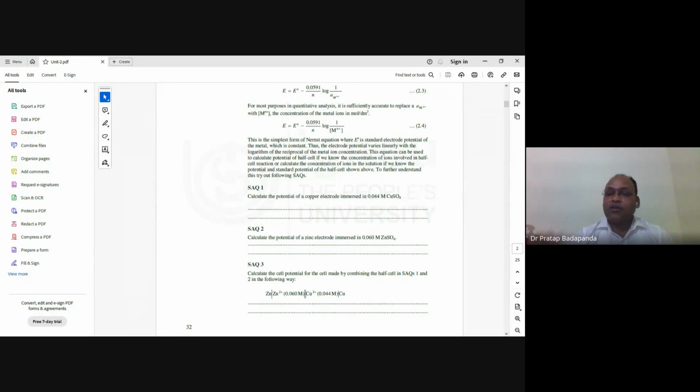That means it will not be the reciprocal, not 1 by. It will be the upper part, the numerator part, not the denominator part. So you have to put the zinc concentration there, because zinc is releasing electrons. It's the oxidation half, the anode part. On the basis of that you have to do the calculation. Try to do the calculation. If any problem comes up, I'll help you.